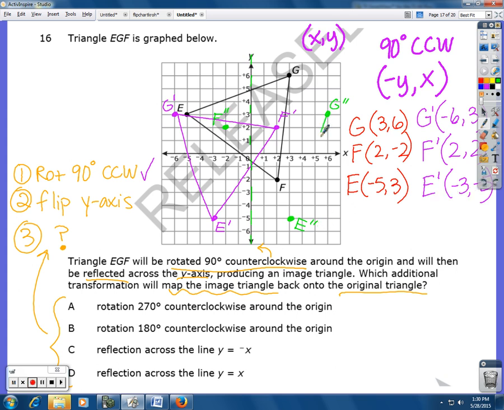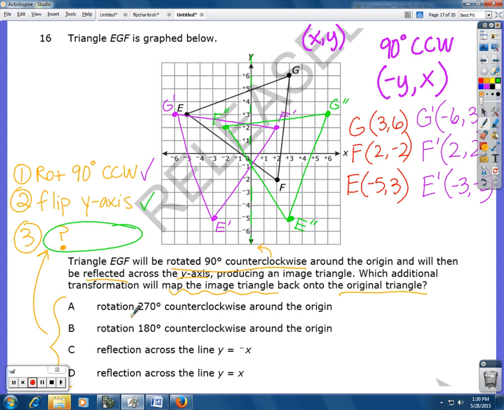Okay, and then I'm going to connect my triangle. All right, so far we have rotated it, and now we have flipped it. So now something else is going to happen. One of these options down here is going to get that green triangle to go back onto the original triangle. Okay, so let's go through.